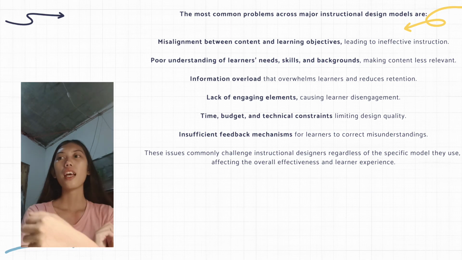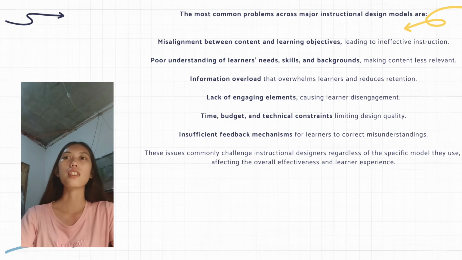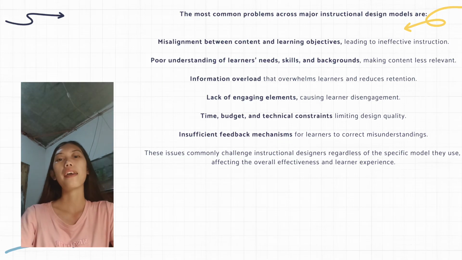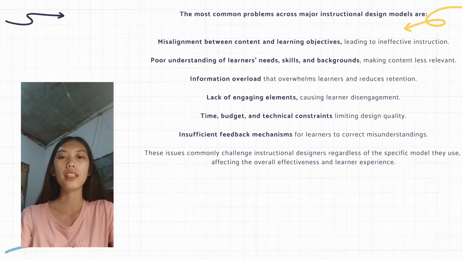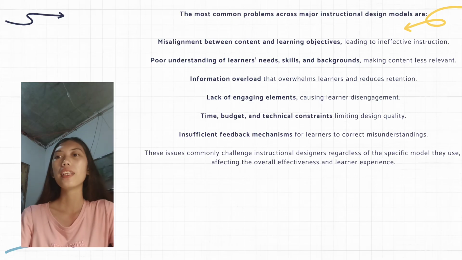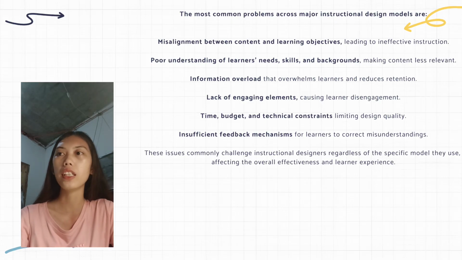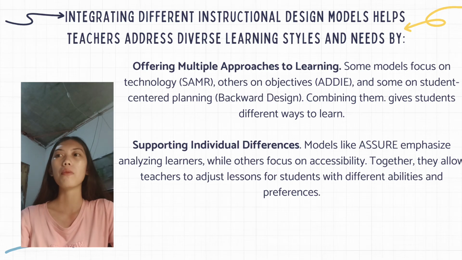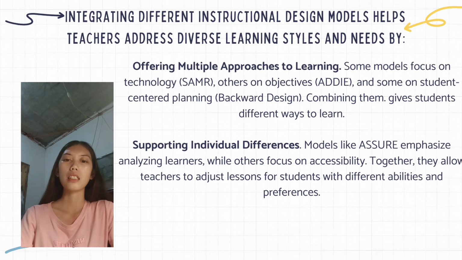experience. So next is integrating different instructional design models helps teachers address diverse learning styles and needs by offering multiple approaches to learning. Some models focus on technology like SAMR, others on objectives like ADDIE, and some on student-centered planning like backward design. Combining them gives students different ways to learn. So the models are different from each other. For technology, SAMR; for objectives in the lesson, ADDIE; then for student-centered planning, backward design.